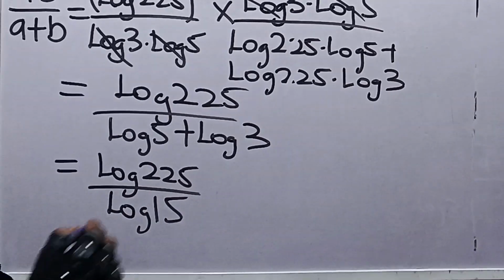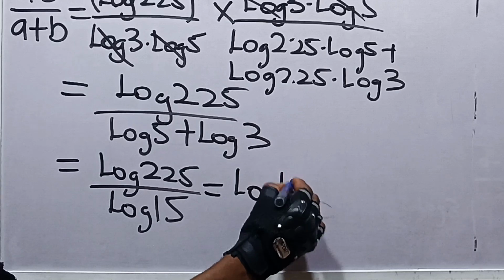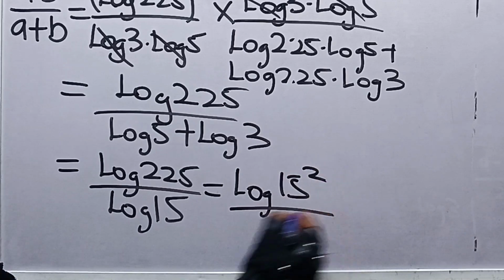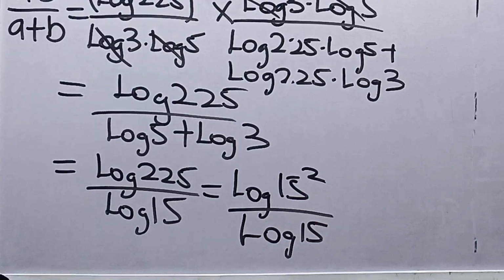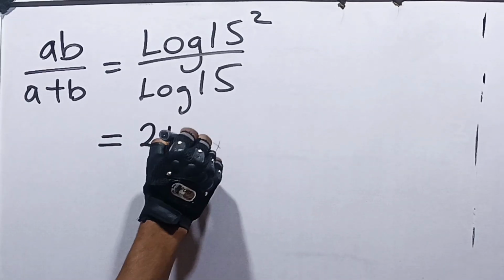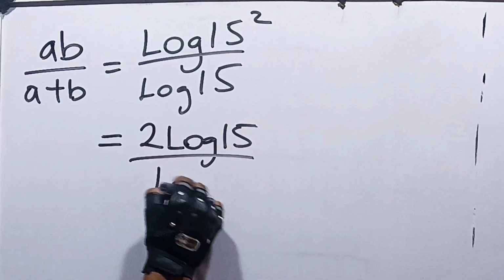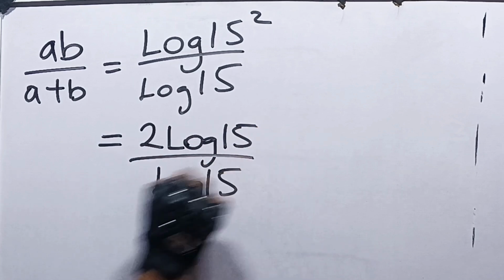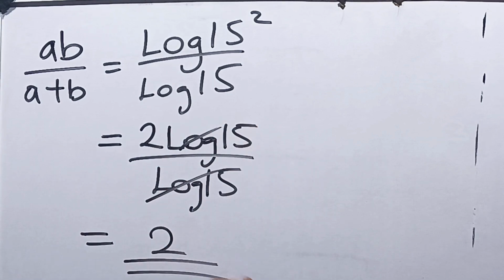Now this is equal to log of 15 squared divided by log of 15. And this becomes equal to 2 multiplied by log of 15 divided by log of 15, which is equal to 2. So ab over a plus b is equal to 2.